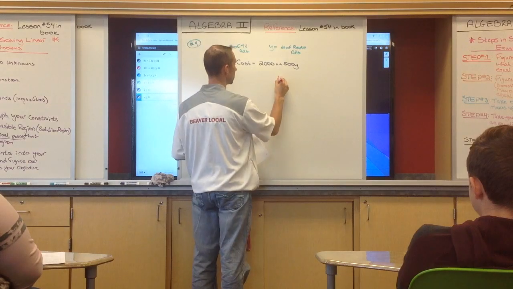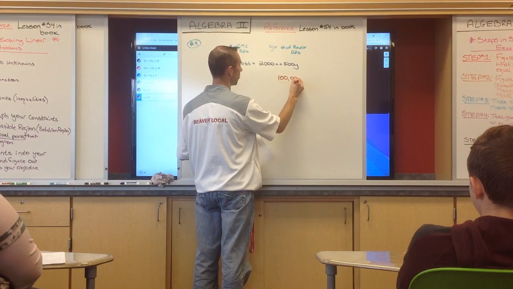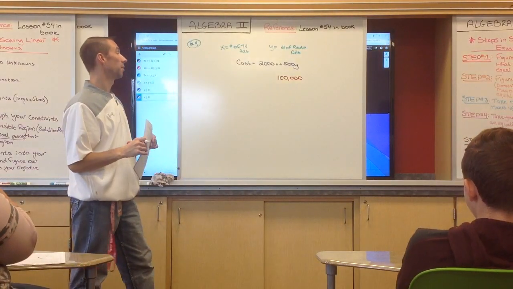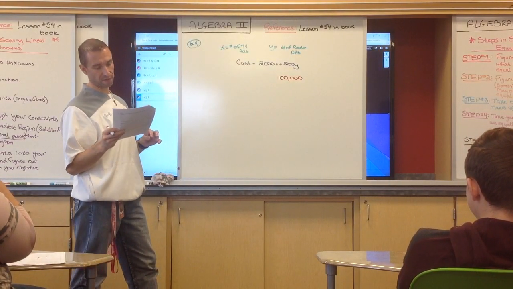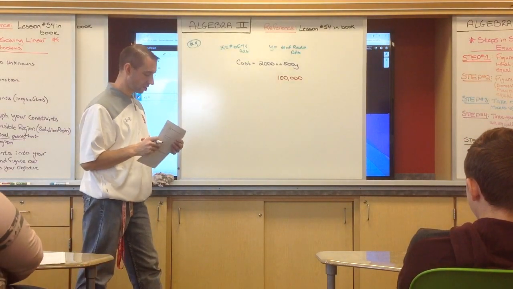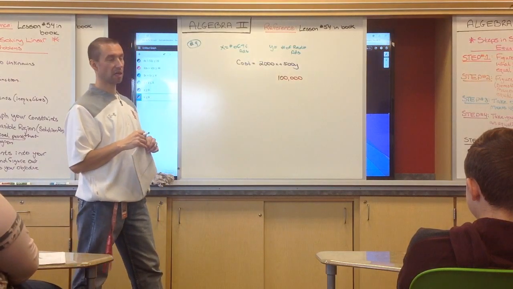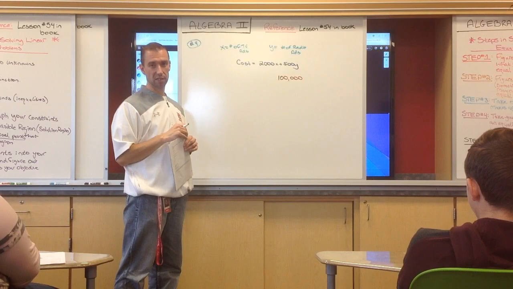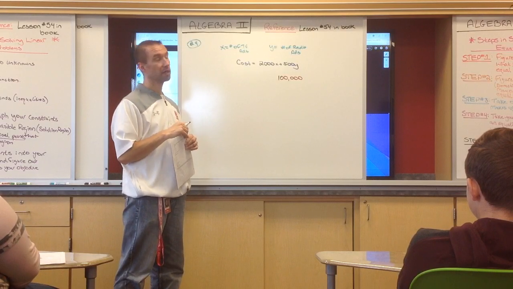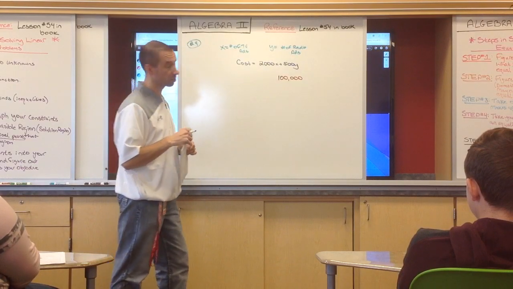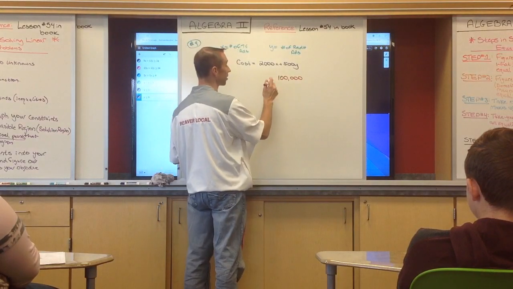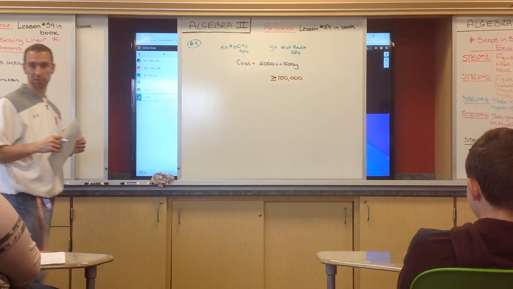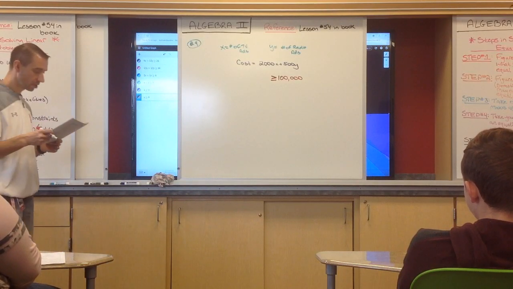$100,000. And that is the total number of people that must be reached. Now, what is the inequality sign going to be for this 100,000? Greater than or equal to. I've heard both. Can you go over the 100,000? Yes. Can you go under it? Can it be equal to it? Yes. We want to reach at least 100,000, so it needs to be greater than or equal to 100,000.